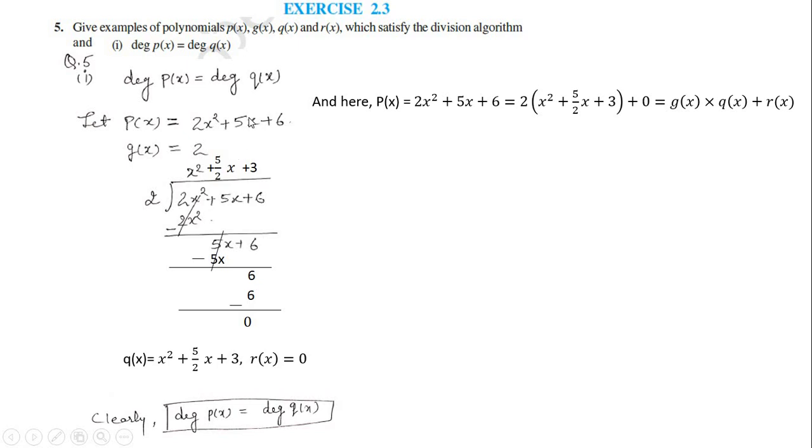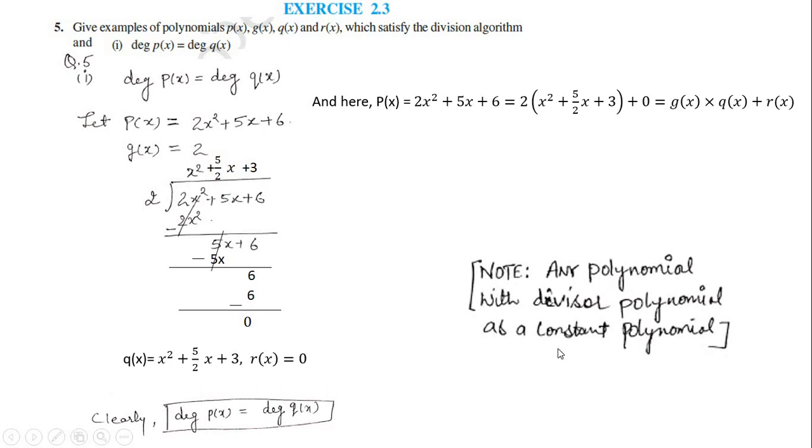It is not compulsory that you take the same example. You can take many other examples, but the division algorithm should be satisfied and this condition should be satisfied. So you can make a note here: for any polynomial with the divisor polynomial as a constant polynomial, we always get a quotient polynomial whose degree is equal to the degree of the dividend polynomial. This can be one way of thinking, and there are many ways to think on these kinds of questions. You can have many answers. You just check that these two conditions are satisfied. That kind of example you can take.